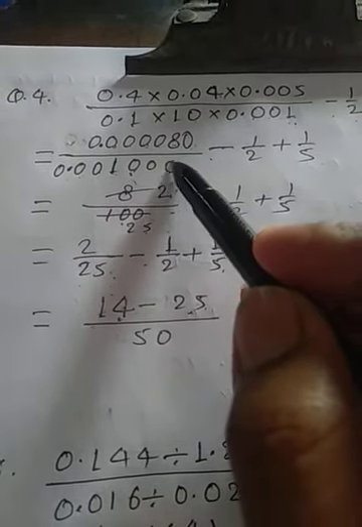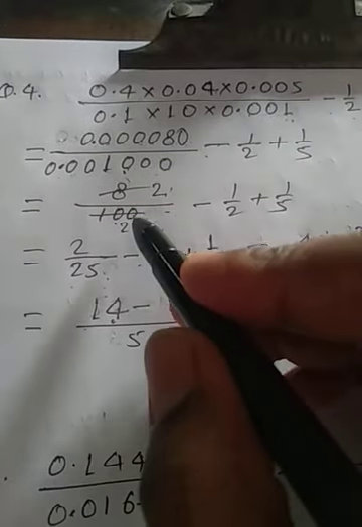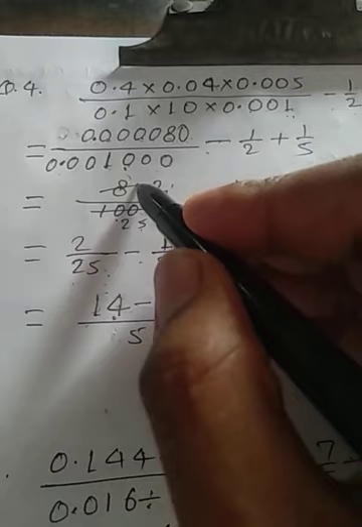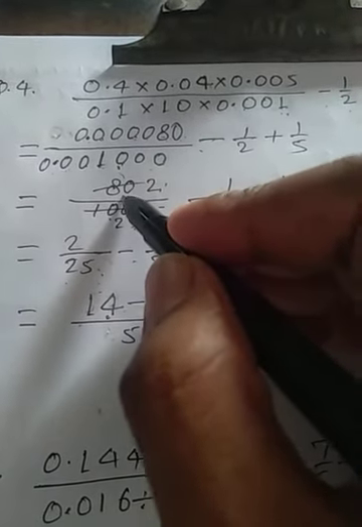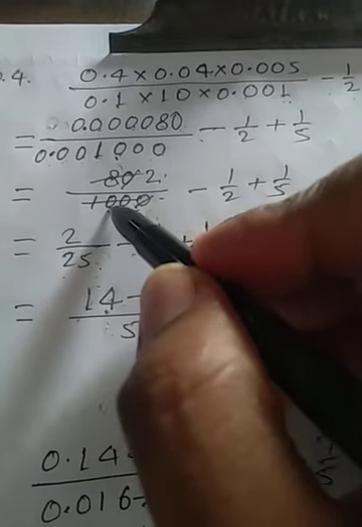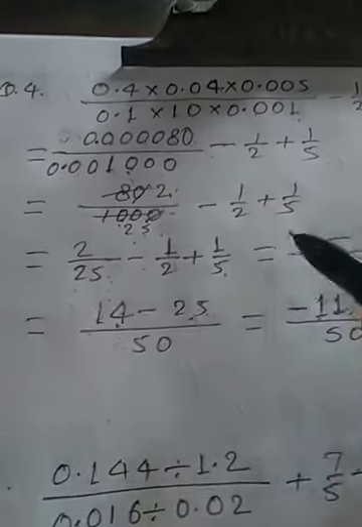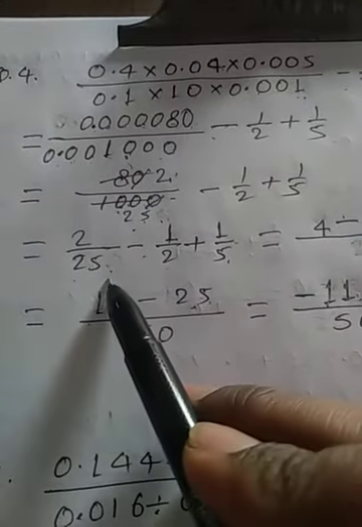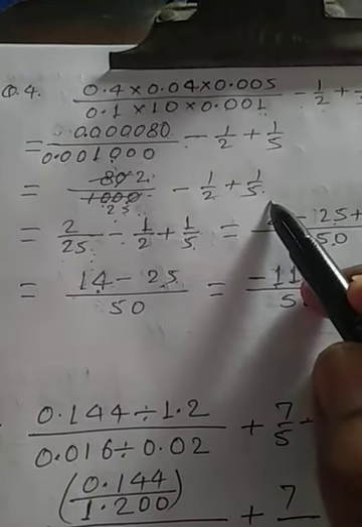Now after removing this decimal, we can write it as 8 by 100, or you can write 80 by 1000. Then we can remove the zeros, and after that it is 8 by 100. Then 4 2s are 8 and 4 25s are 100. Now it will be 2 by 25 minus 1 by 2 plus 1 by 2 as usual.